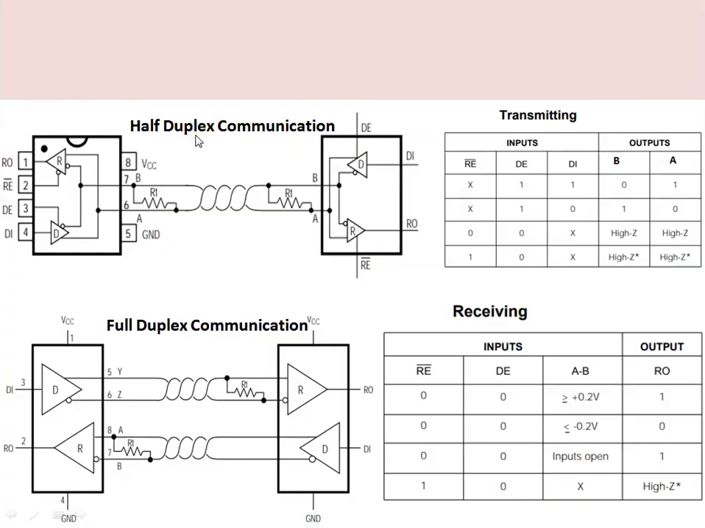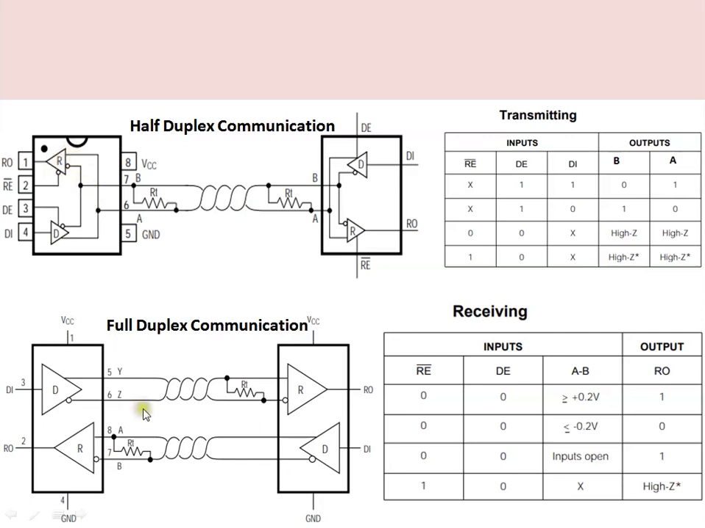The half duplex communication of an RS485 device is shown here. Suppose we consider this as a master and this as a slave, and these are connected by using a single twisted pair cable. Because of this, data cannot be transmitted and received at the same time. The master first has to send, and then only the slave will give the response, and the master has to listen to that response.